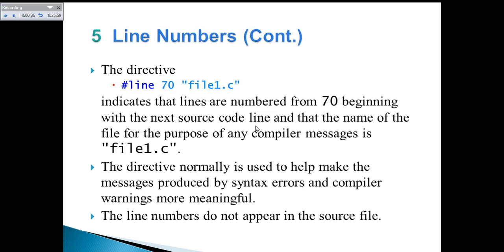The directive normally is used to help make the messages produced by syntax errors and compiler warnings more meaningful, so that they will indicate the line numbers. The line numbers do not appear in the source file, so basically they are not going to be displayed in the source file, but they are going to be displayed once the compiler compiles, and if any error comes, these line numbers will be displayed.